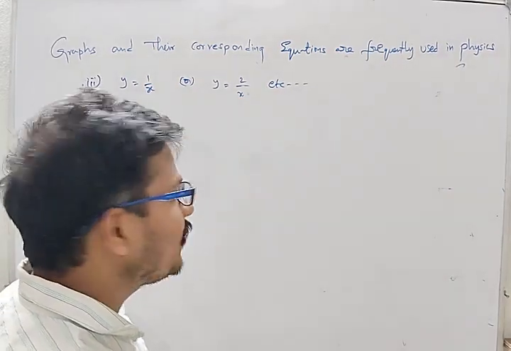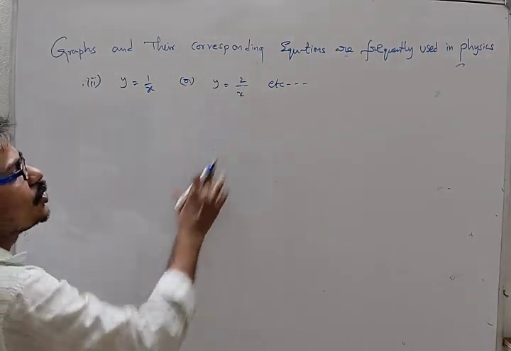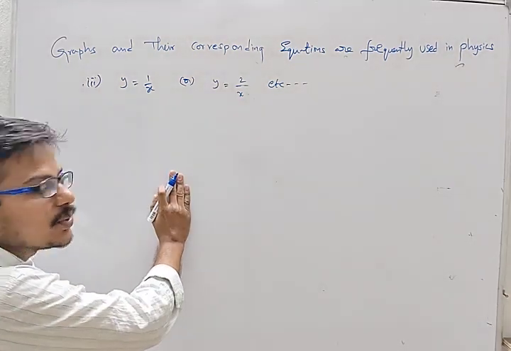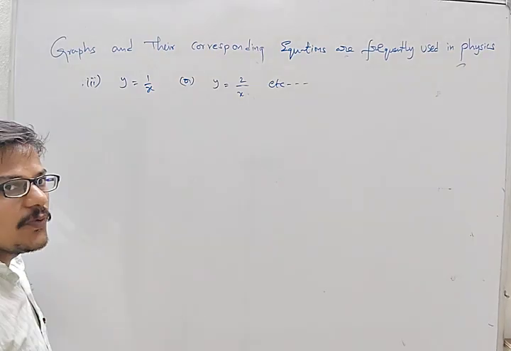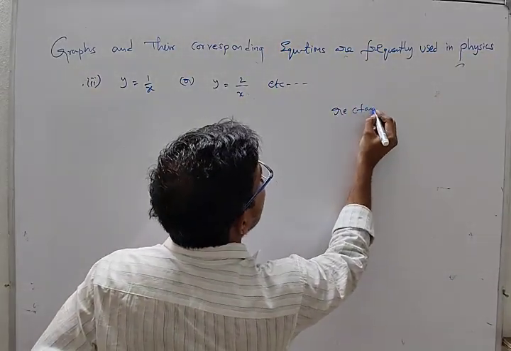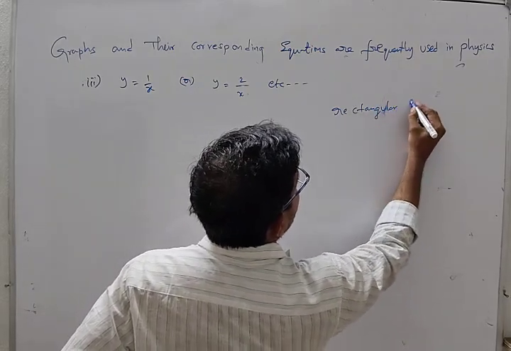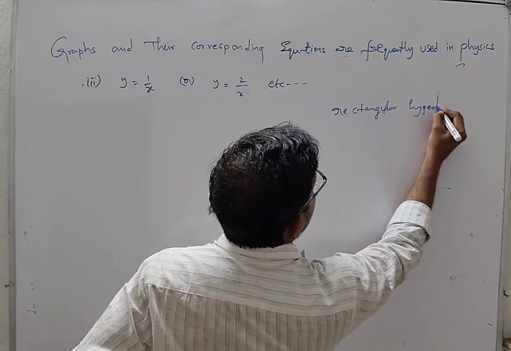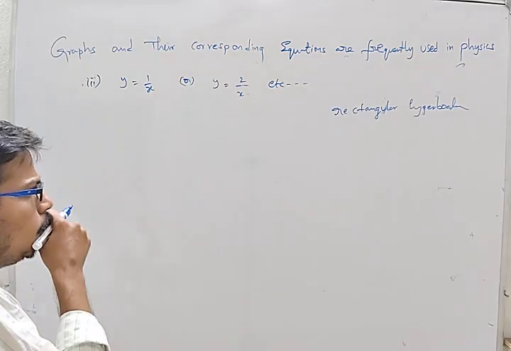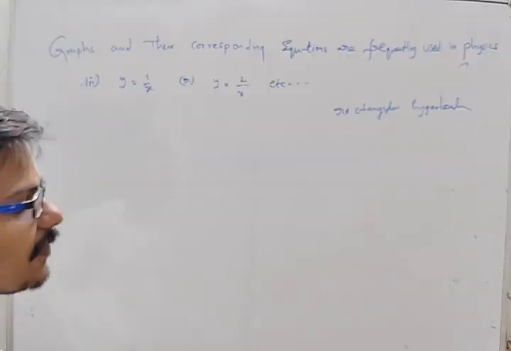Okay, our third general equation looks like y equals 1 by x, y equals 2 by x. Simply, y is inversely proportional to x. In this case, we can get a rectangular hyperbola graph. What is the rectangular hyperbola shape? We will discuss after completion.